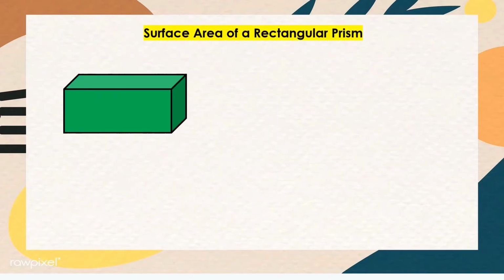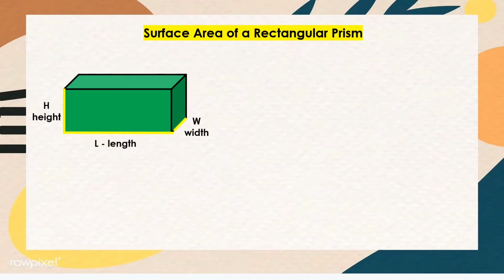In order to solve the surface area of a rectangular prism, we're going to use a formula. But before we solve it, we need to identify the 3 measurements of the rectangular prism. And what are these? The first one is the height, the second is the width, and the third one is the length. These are the three important measures we need in solving for the rectangular prism.